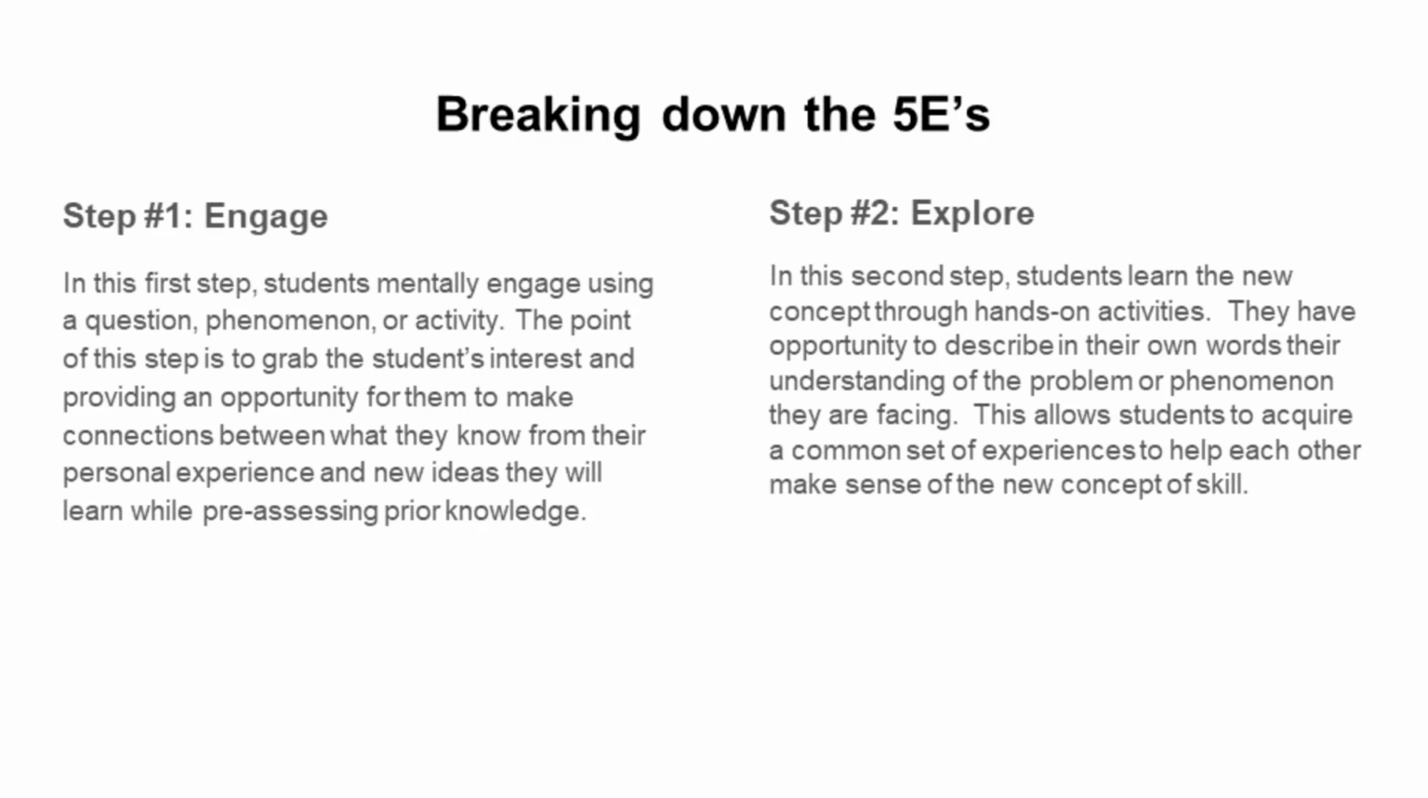All right, so now breaking down the 5Es. So starting with step 1, engage. As you can see in this first step, students mentally engage using a question, a phenomenon, or an activity. The point of this step is to gain the student's interest and provide them with an opportunity to make connections between what they already know and what you want them to learn. Personal experience or prior knowledge is what you want to access at this point.